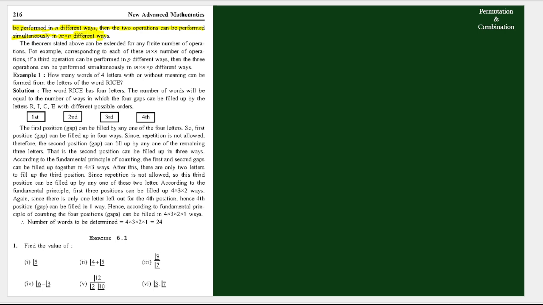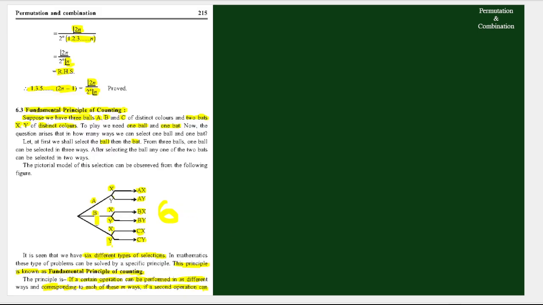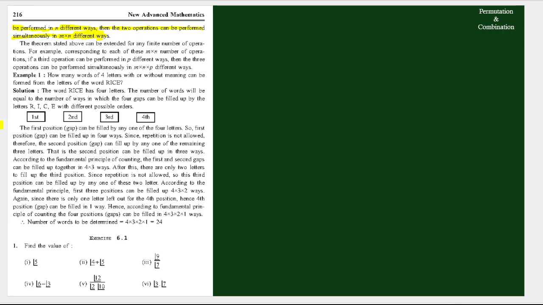So see here in our example. Here we have got 3 balls, 3 ways, and 2 bats, 2 ways it can be selected. So multiply: 3 into 2 is how much? 6. The theorem stated can be extended to an infinite number of operations. So if a third operation is in p different ways, then multiply with p as well: m into n into p. Just multiply them and find the product.